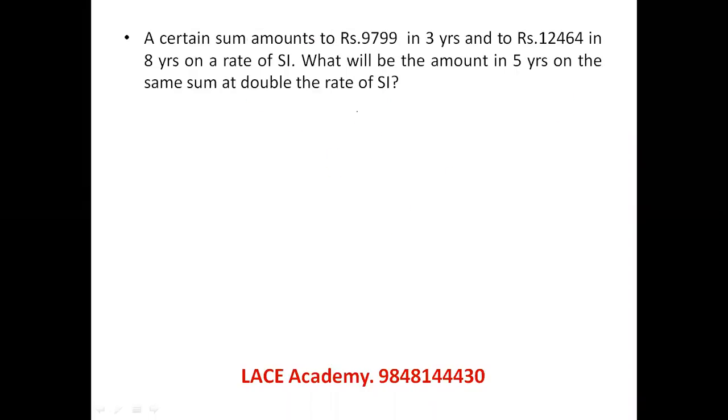A certain sum amounts to 9,799 in 3 years, and in 8 years it becomes 12,464 on simple interest. So in this 5 years gap, how much interest is going on? It is 2,665. That means every year, what's the interest going on?